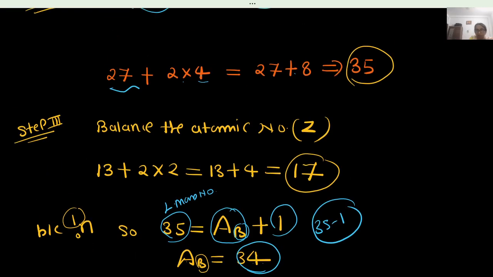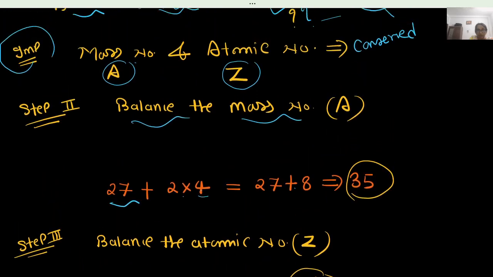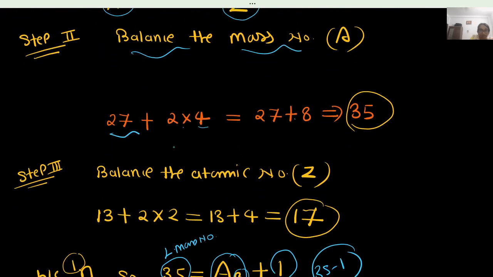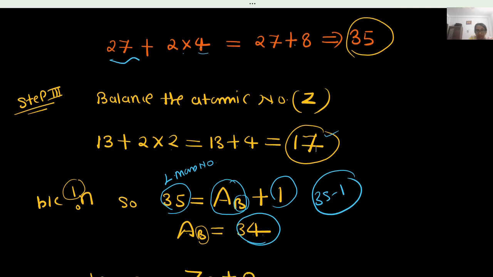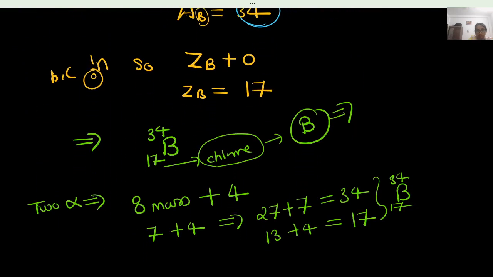Now balance the atomic number. What is the atomic number on the left hand side? 13. And alpha has atomic number 2. There are 2 alpha particles, so multiply by 2. Then we get 13 plus 4, which is equal to 17. There is no atomic number for the neutron. So the mass number and atomic number of B are 34 and 17.